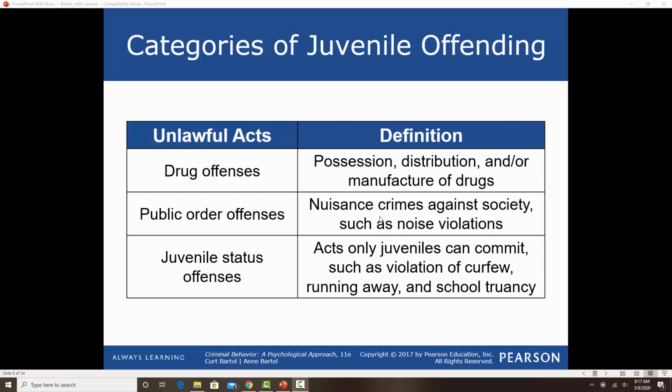Public order offenses: being drunk in public, noise violations. For juveniles, this could also be being out after curfew. And then there are juvenile status offenses, which are only a violation if you're under the age of 18. So these are committed only by juveniles, and they can be adjudicated only by a juvenile court. Status offenses can include a wide variety of behaviors that we've already mentioned, such as being unruly, unmanageable, or incorrigible, if a parent feels like they can't handle their child. But also running away, truancy, underage liquor violations, and smoking under the age of 18.